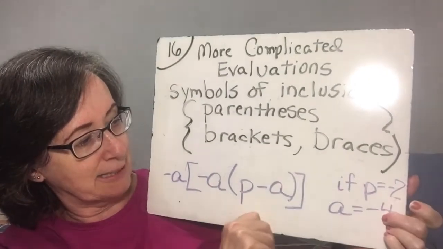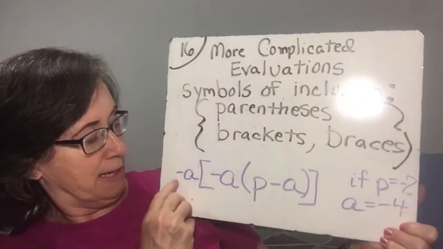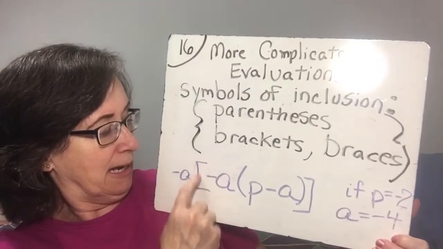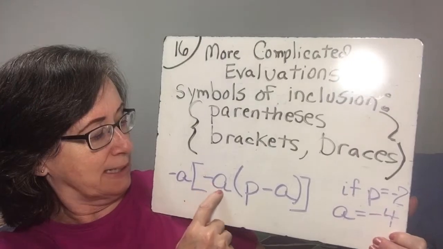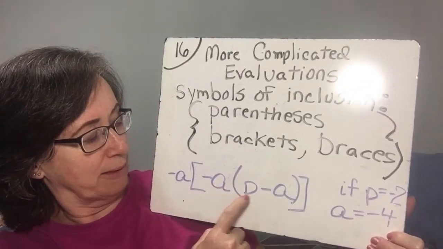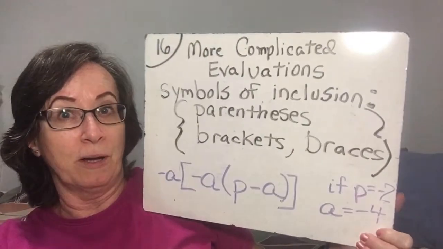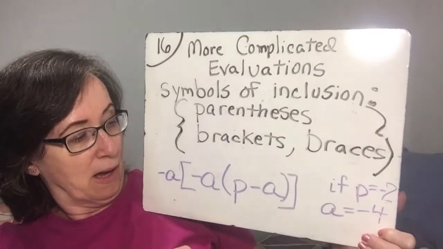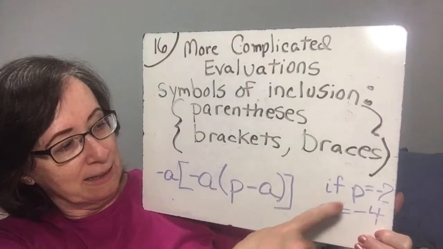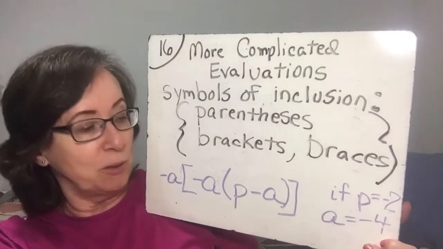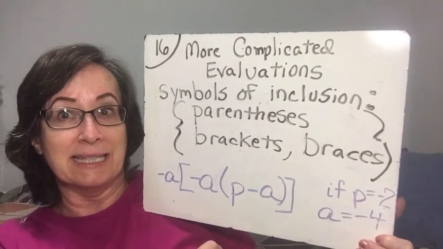And here's an example down here. So we have negative a, and we have bracket minus a, and then parenthesis p minus a, parenthesis bracket. Okay, so we're going to evaluate that if p is negative 2 and a is negative 4.